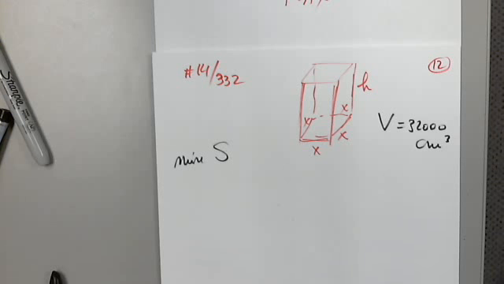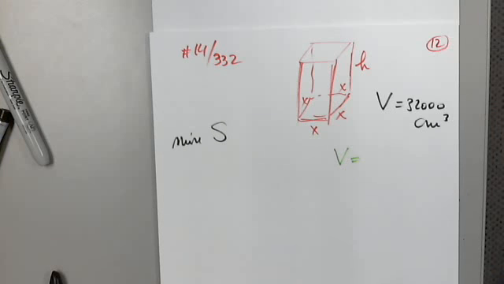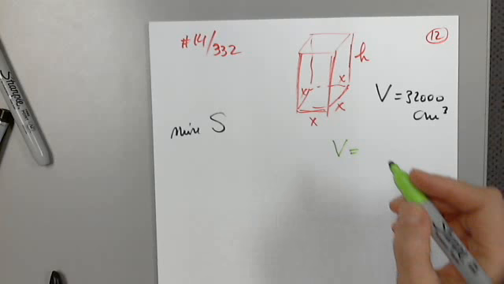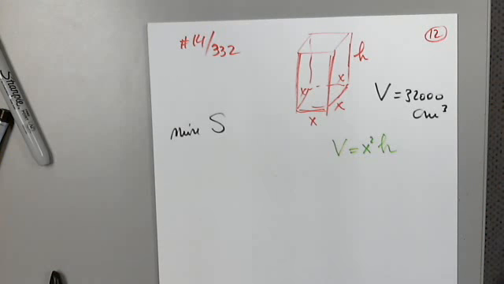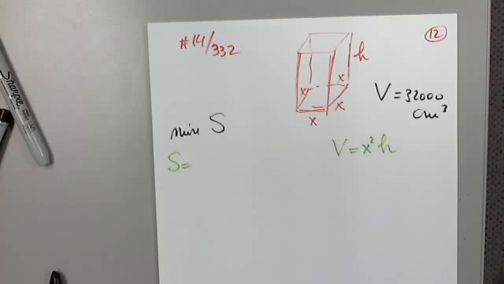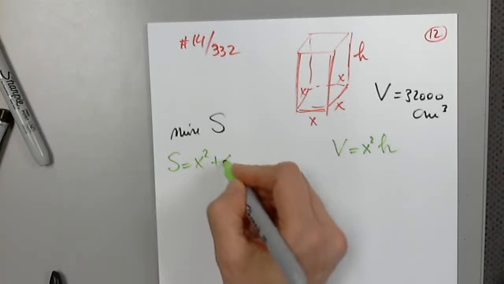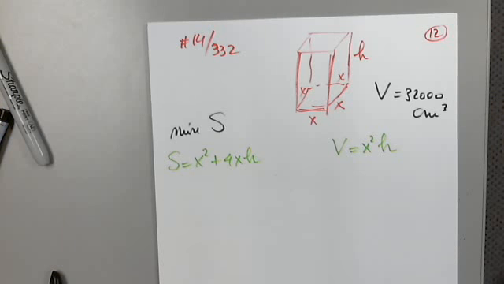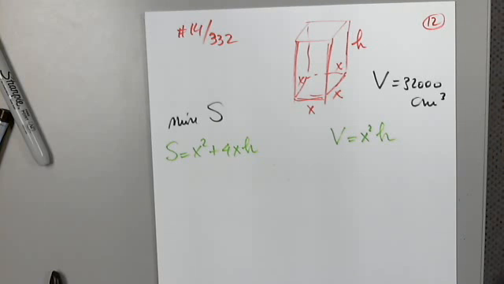Again, we have to identify the volume formula, which we know for the box is x squared h. We know also the surface area for the box with an open top: x squared plus 4xh. This time, we're not asked to minimize or maximize the volume. We're asked to minimize the surface.